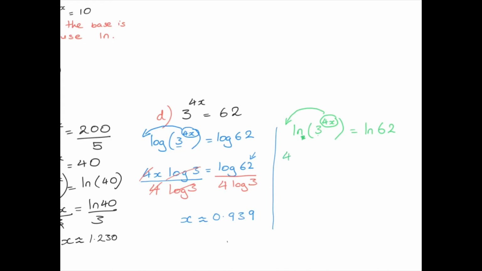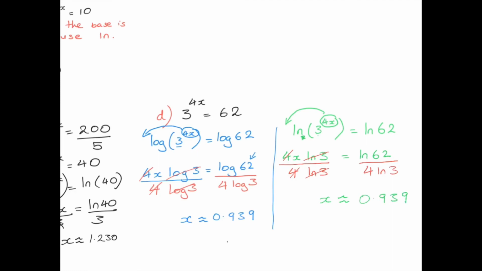So 4x ln 3 equals ln 62. Again, I need to divide both sides by the 4 to cancel out that 4 and the ln 3 to cancel out that. So I need to divide this by 4 ln 3. And so I get x equals, let's put all that in the calculator using the ln button. Make sure you use the ln button. And hopefully you notice you do also get 0.939.